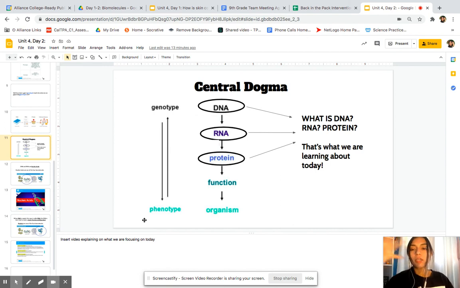And again, don't get scared of all the terms you're hearing today. These are all terms we're going to continue using throughout the whole unit. So today is mainly giving you an intro on all these words.